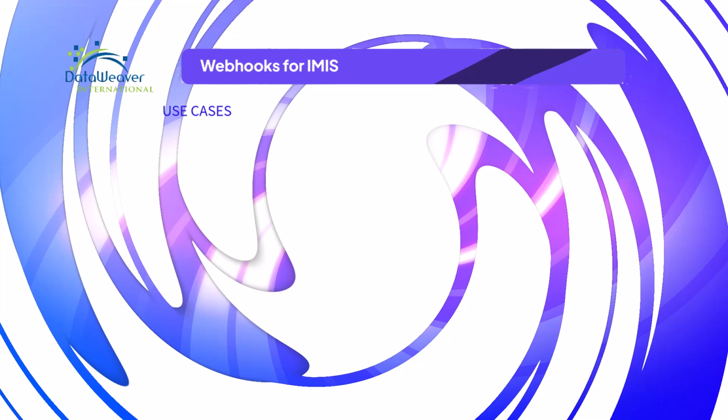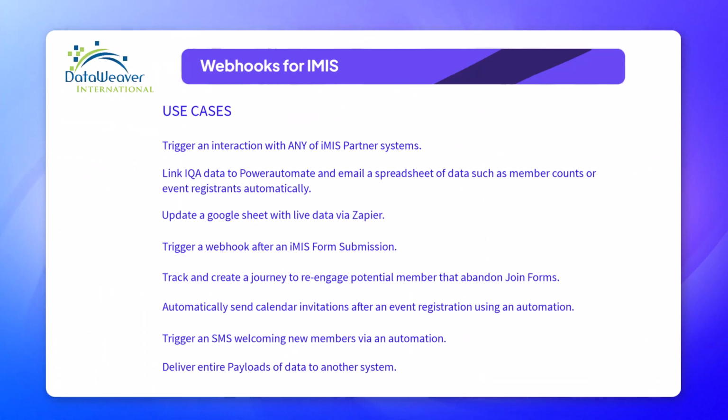What are the use cases? You can trigger an integration with any of the IMIS partner systems. You can link IQA data to Power Automate and email a spreadsheet of data, such as member counts or event registrations, automatically. You can update a Google Sheet with live data via Zapier.